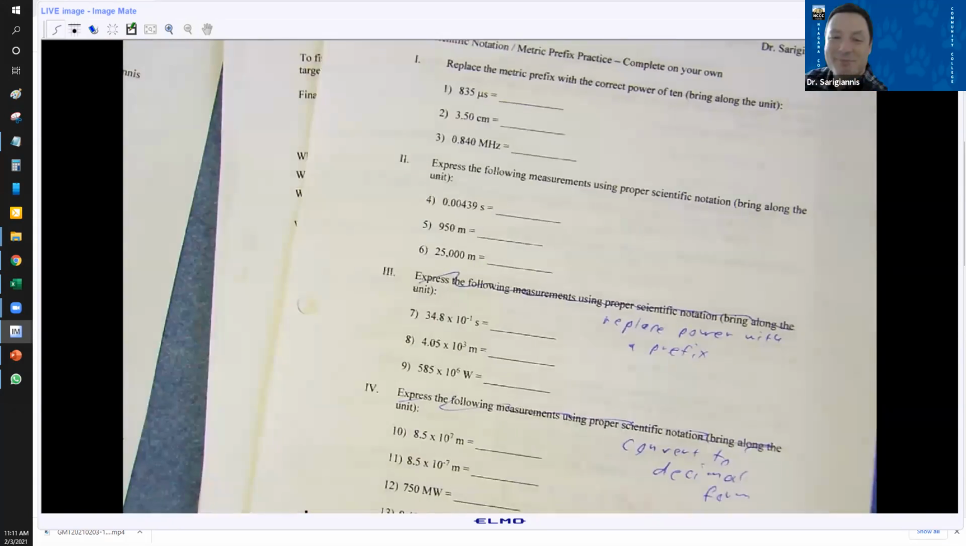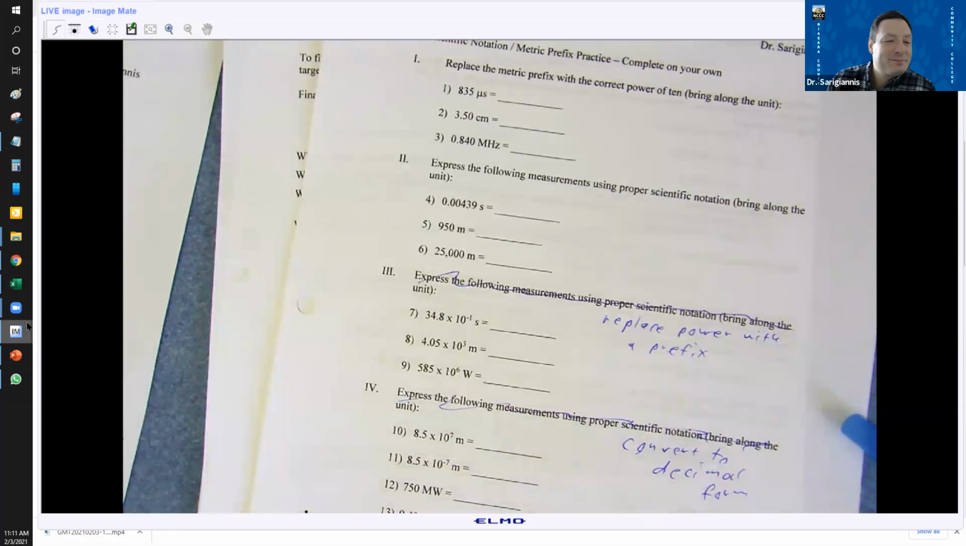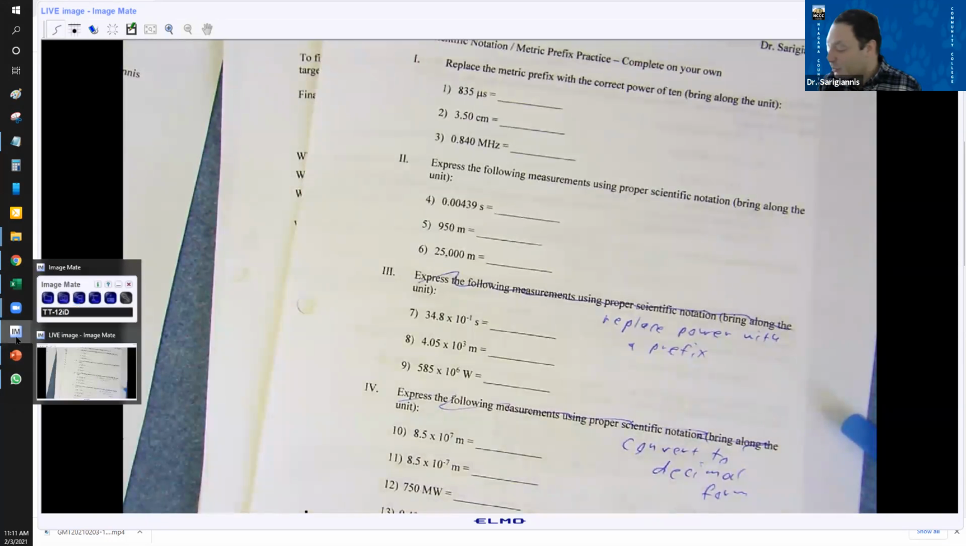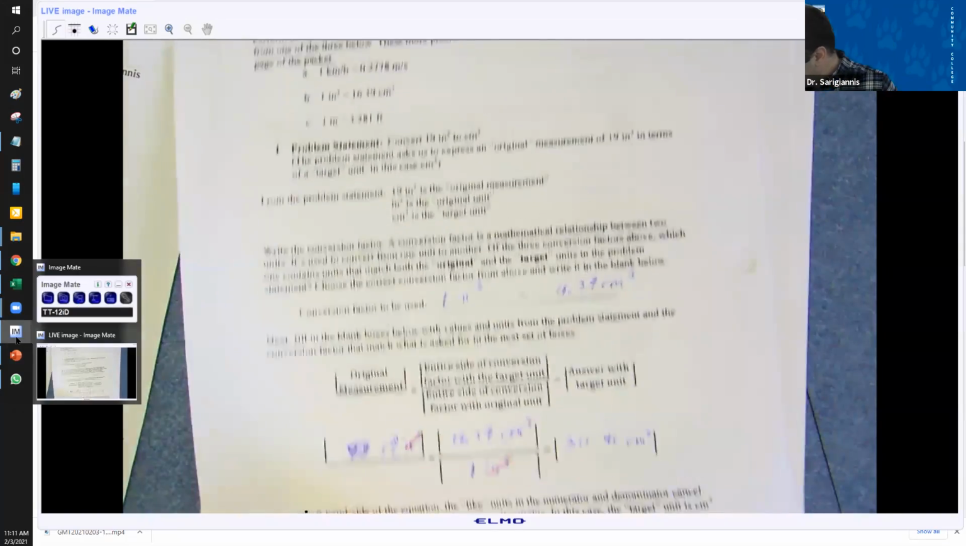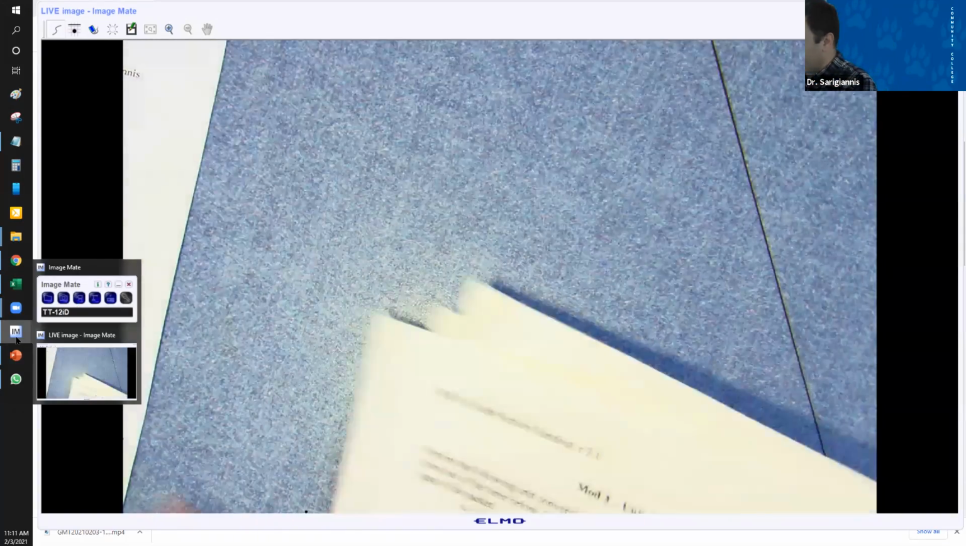So good job. Glad to see you guys are working on the packet. And in fact, that's where we're going to start. We're going to start back at the scientific notation, or the unit conversion of mod 3.